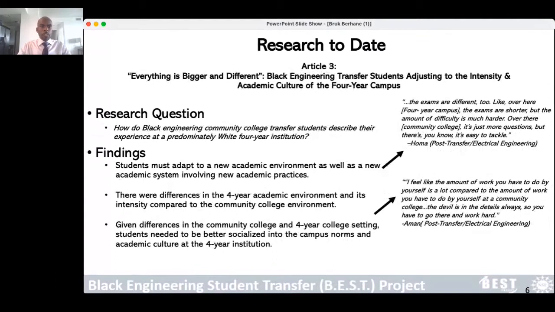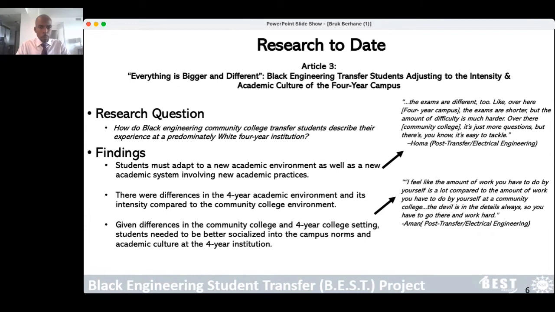Finally, we call this next paper, "What Happens Post-Transfer?" So how do students adjust to the intensity and the culture of the environment that they transfer to? Well, they've talked about adjusting, finding, as one of our students said, exams are different. The exams are shorter. The difficulty is much harder. There are more questions. And you have to tackle these issues. And this is different from what they've experienced within the community college context.